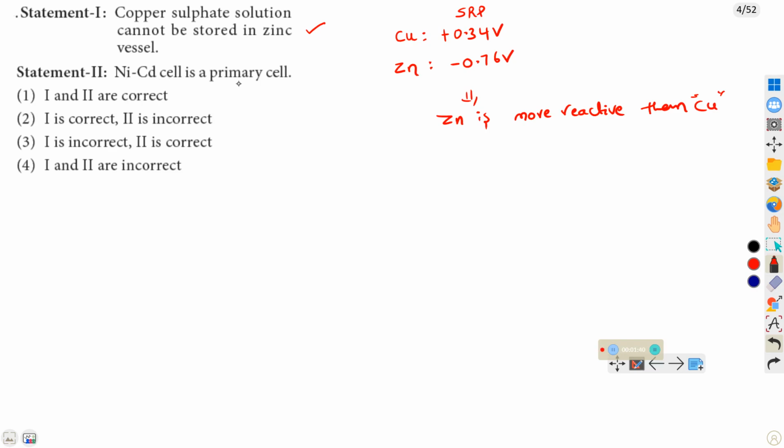Nickel cadmium cell is a primary cell. No, nickel cadmium cell is not a primary cell. Nickel cadmium cell is secondary cell. Statement 1 correct, statement 2 incorrect. Second option.